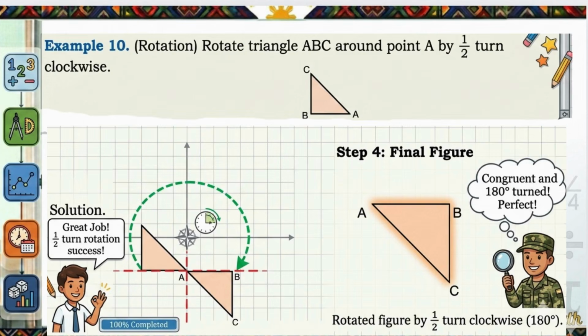Alright class, great job on that 1/4 turn. Now, we're going to level up. Look at our new slide. Example 10. This time, we aren't just doing a small nudge. We are rotating triangle ABC by a 1/2 turn clockwise.